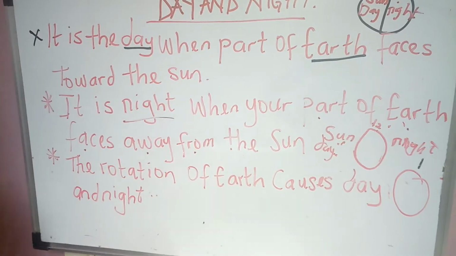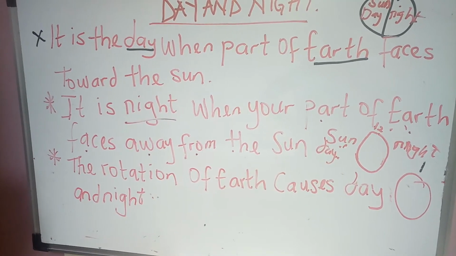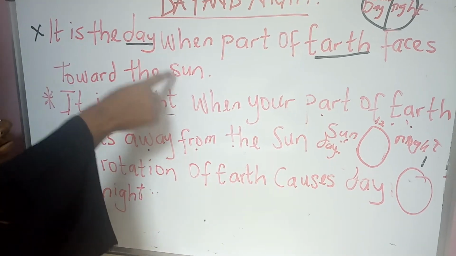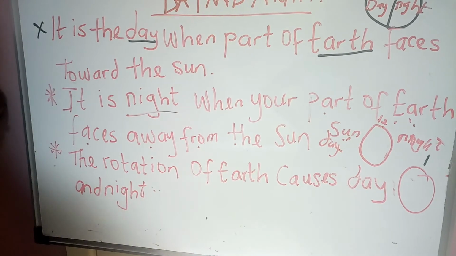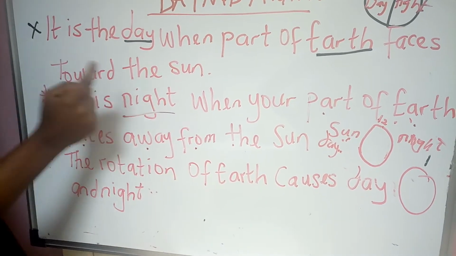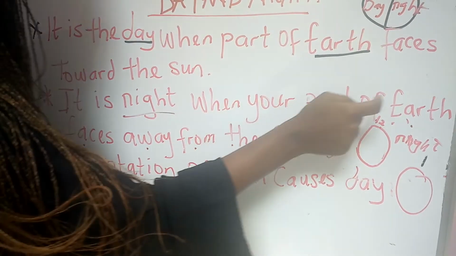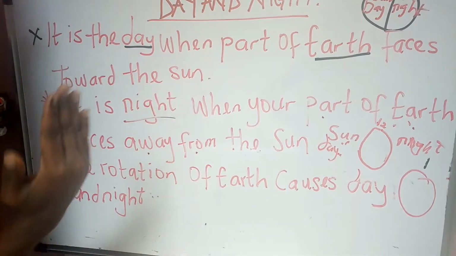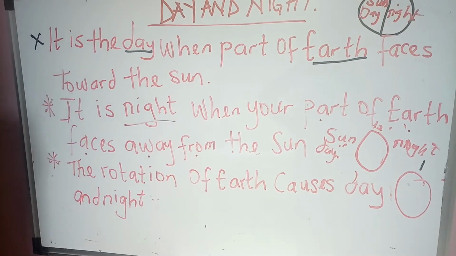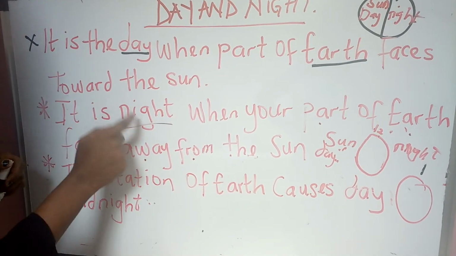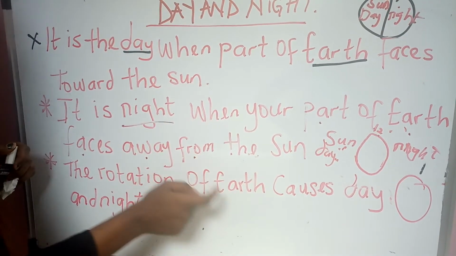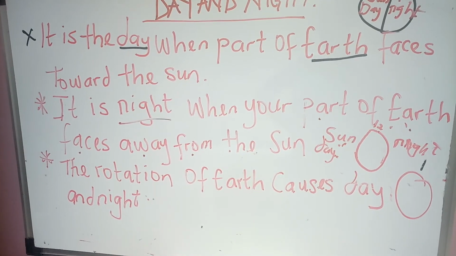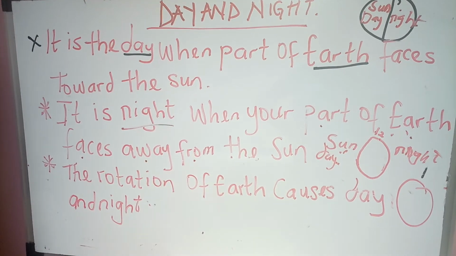Let me take it again. It is the day when part of earth faces towards the sun. It is night when your part of earth faces away from the sun. When the part of earth faces away from the sun, what is it? It is night. The rotation of earth causes day and night.